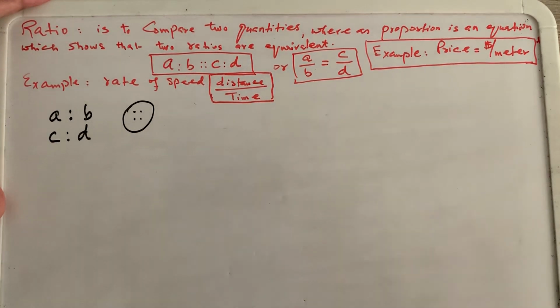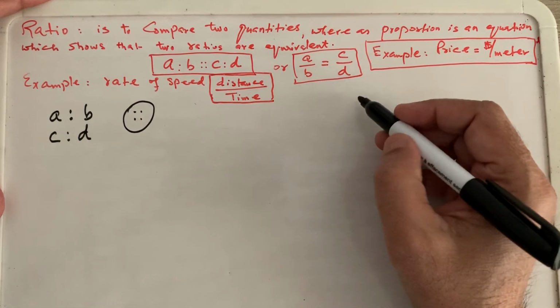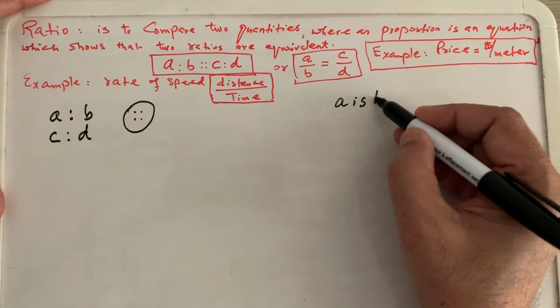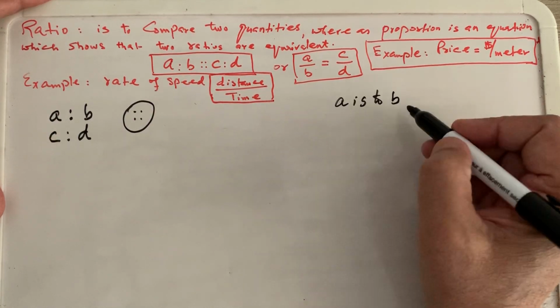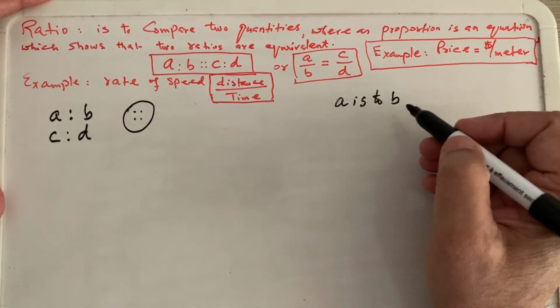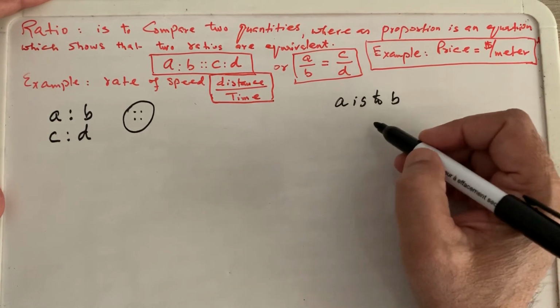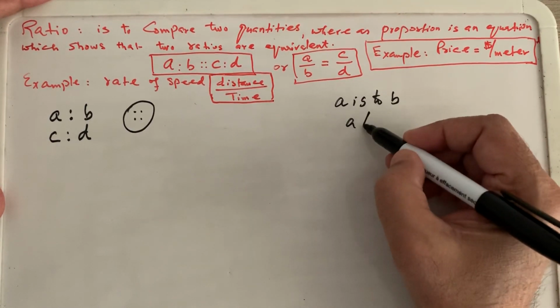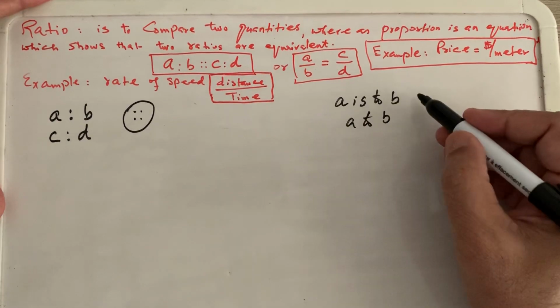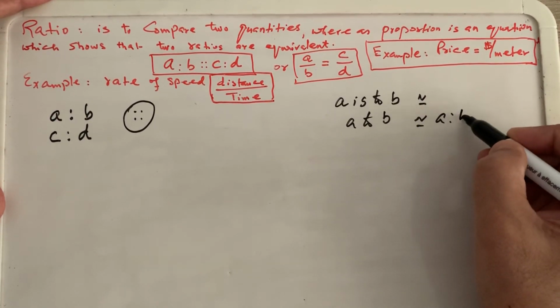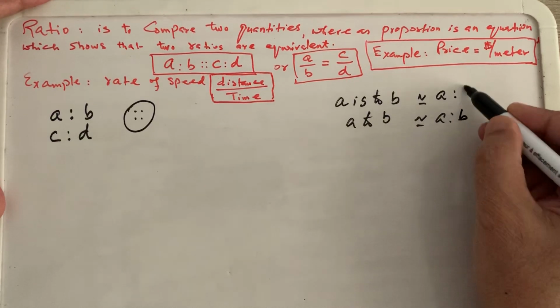So you have the example here for A is to B and B is to C, and we are comparing it. So how do we read it? We read it as A is to B. Sometimes we read it like A is to B, or simply A to B. If somebody is saying A is to B or A to B, it means the same thing, A to B.